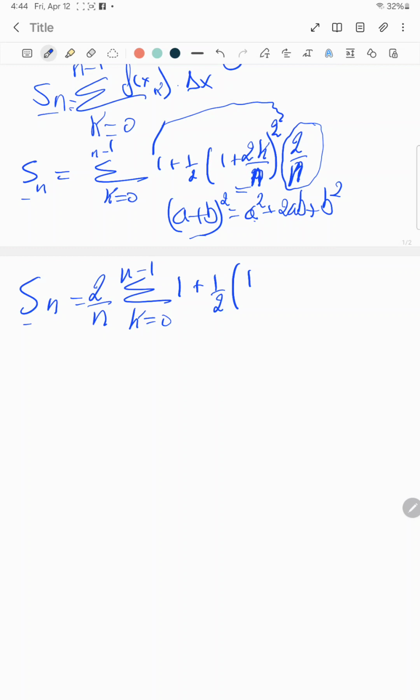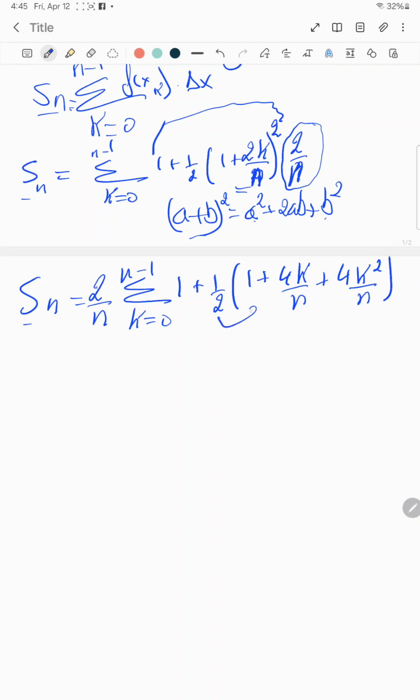So 1 squared is 1, plus 2 times 1 times b. 2 times 1 is 2, times 2k is 4k over n. Plus b squared, where b is 2k over n, which becomes 4k squared over n squared.